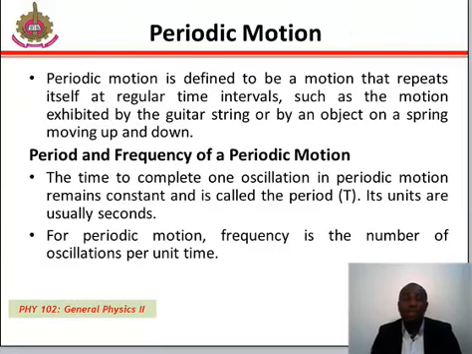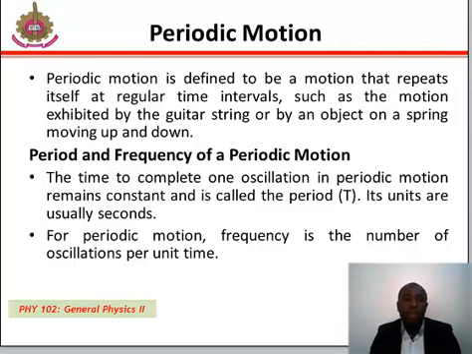Now, since we have explained the concept of elasticity, we can move on to explaining periodic motion. Periodic motion is defined as a motion that repeats itself at regular time intervals, such as the motion exhibited by a guitar string or by an object on a spring moving up and down. When you pluck a guitar string, the resulting sound has a steady tone and lasts a long time. Each successive vibration of the string takes the same time as the previous one. That means it is within a regular interval.